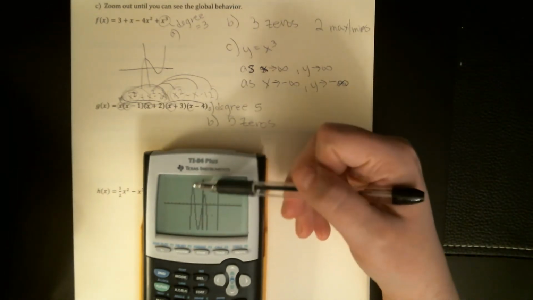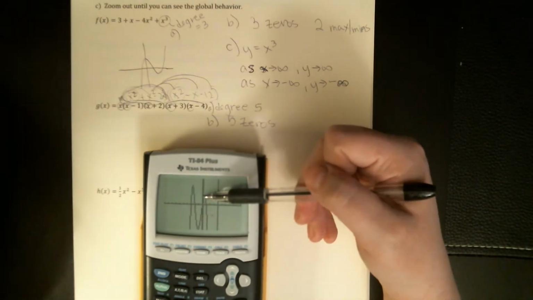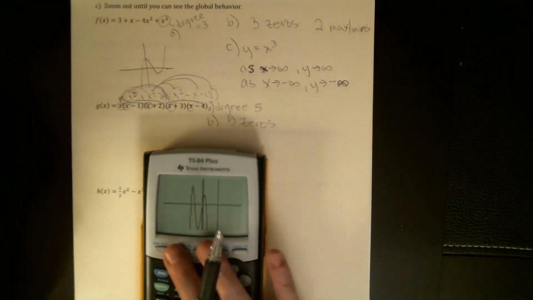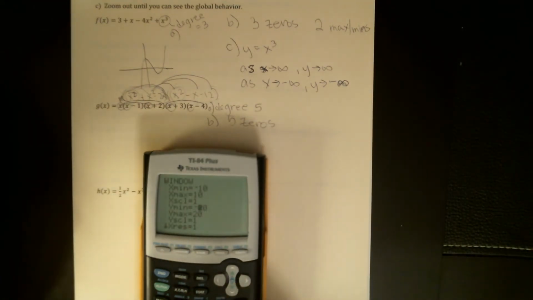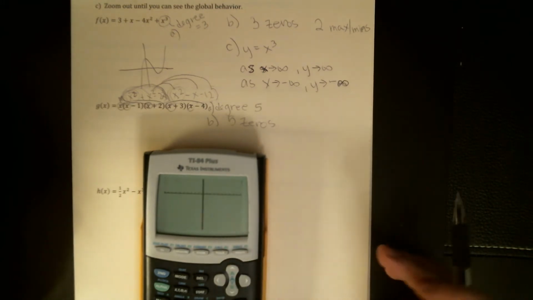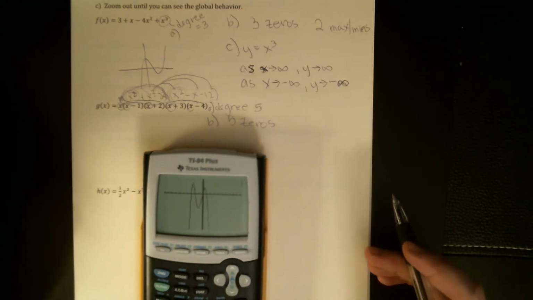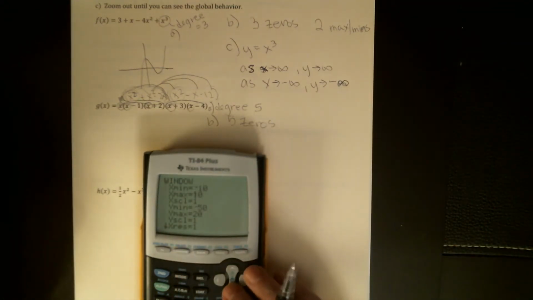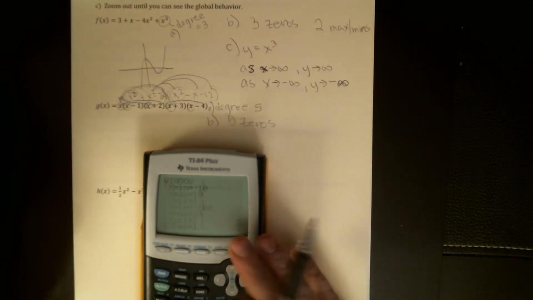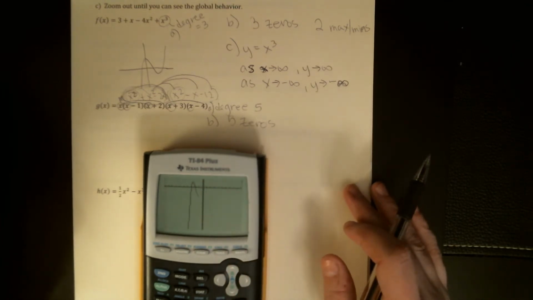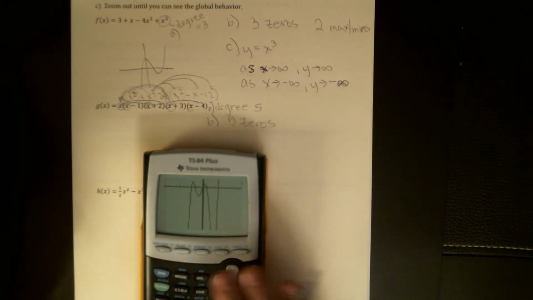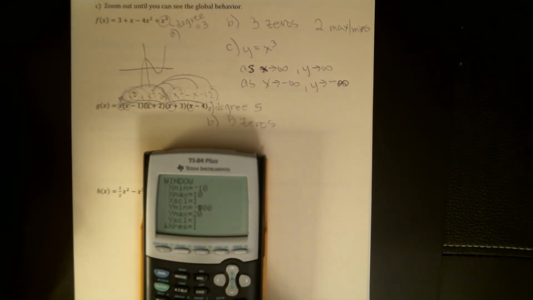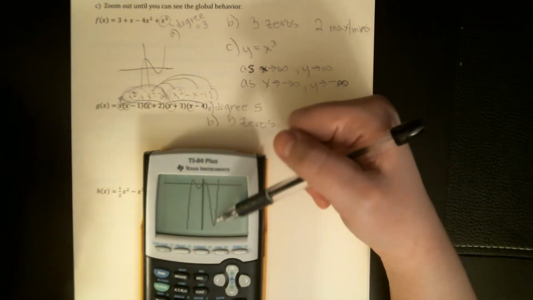I need to adjust both of these, y min and y max. Okay, so that was decent. I caught the top, bottom, top, and then there's one down here that I'm still not catching. So let's see if I can do that. Let's go negative 50. Still looking like it's a long ways off. Here's negative 100 as my y min. Still looking like it's a ways off. Negative 200. Okay, so there we're catching all of the local behavior.